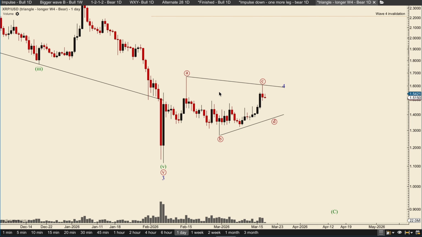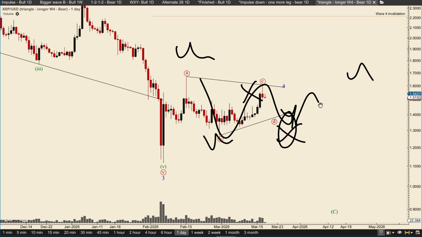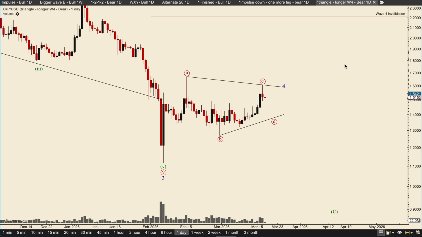But nonetheless, it could be a W and then you have an X and then a Y, like a more sideways structure, because then you could count this like this, and then you have the WXY here, WXY into a wave X and then a wave Y, basically a complicated sideways structure. But this is like the last resort.